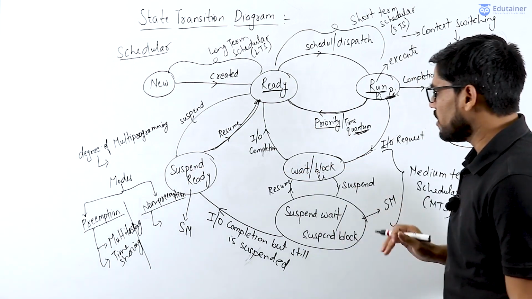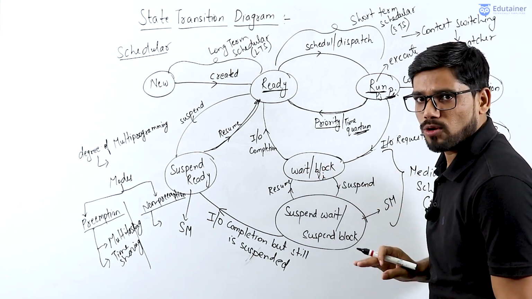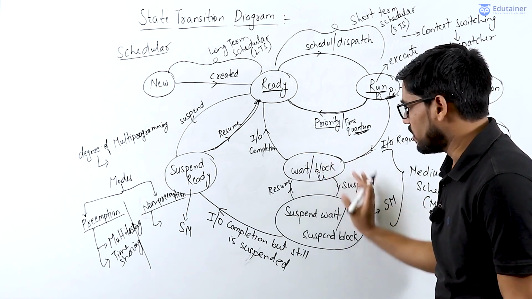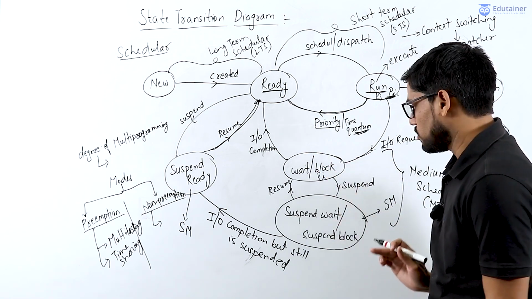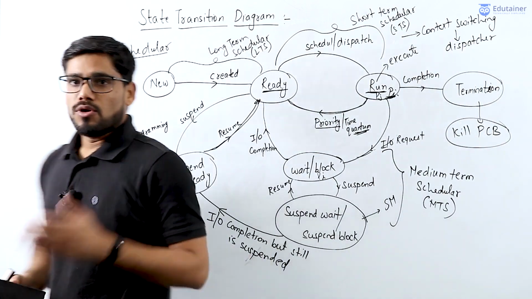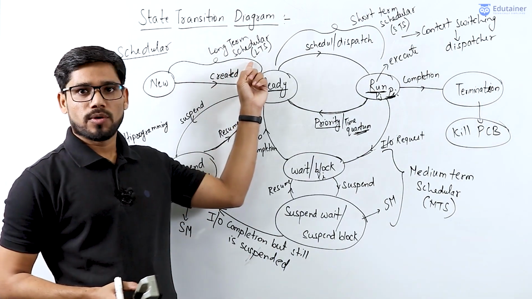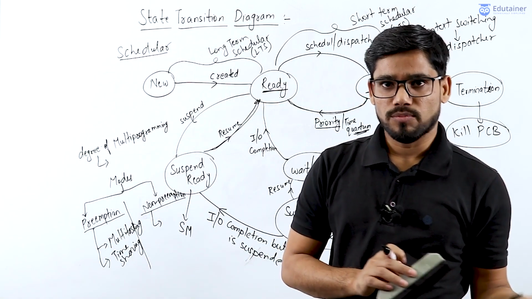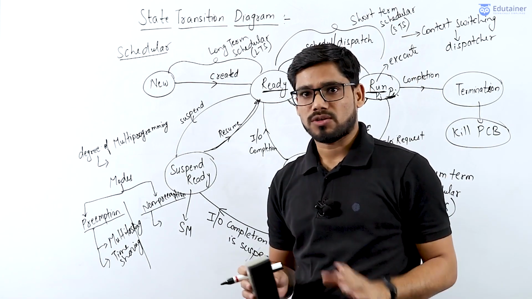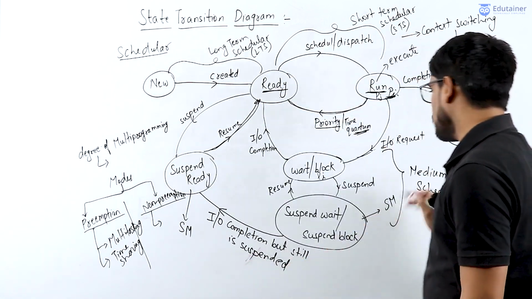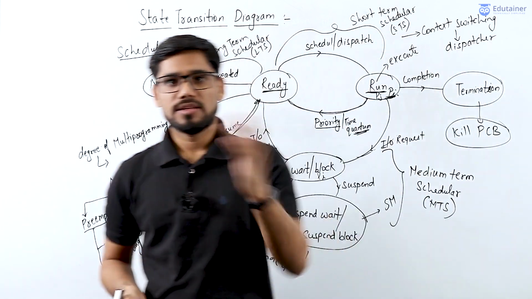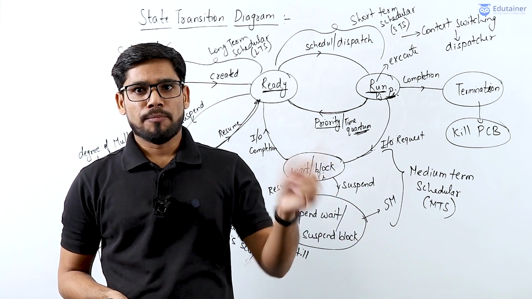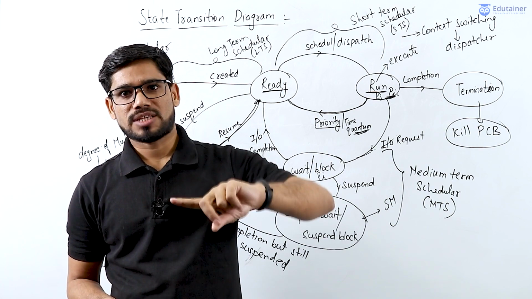Similarly, if there is no space available for the wait or block state in the main memory, then definitely the medium-term scheduler will pick the process and give it to the suspend wait or suspend block state. So the long-term scheduler decides the degree of multi-programming. The short-term scheduler basically does the context switching, moving the process from ready state to run state or run to ready state. And the medium-term scheduler basically swaps the process. Swapping the process means it moves the process from main memory to secondary memory and from secondary memory to main memory.